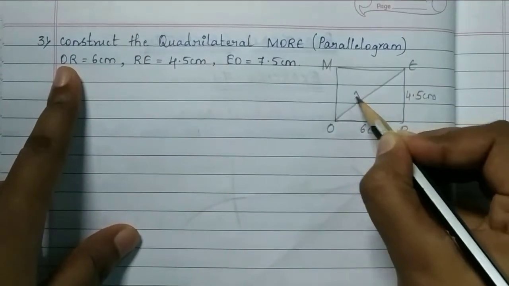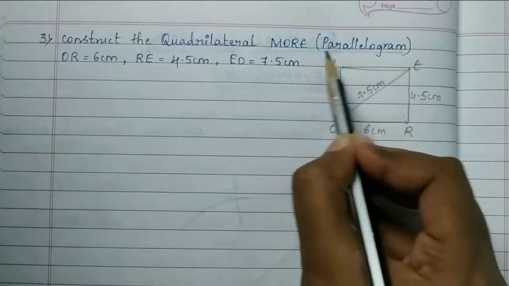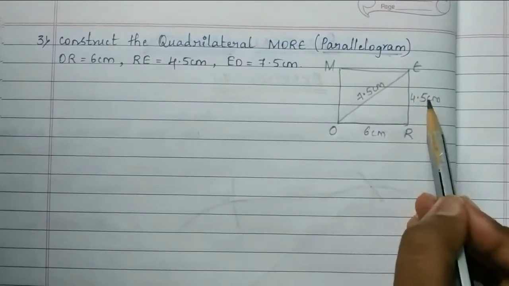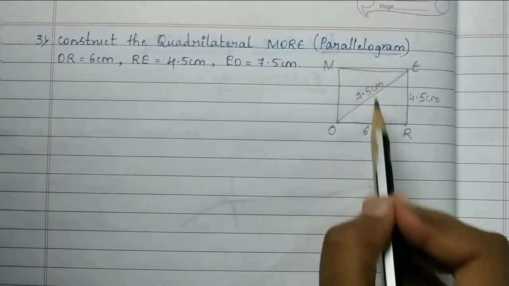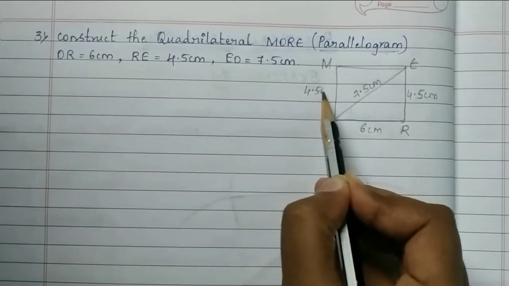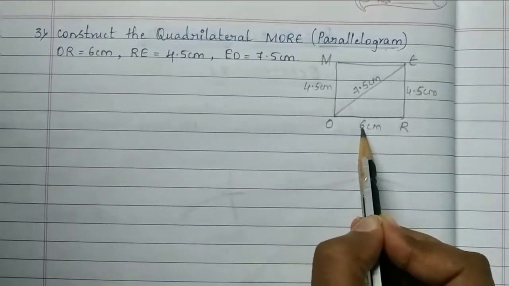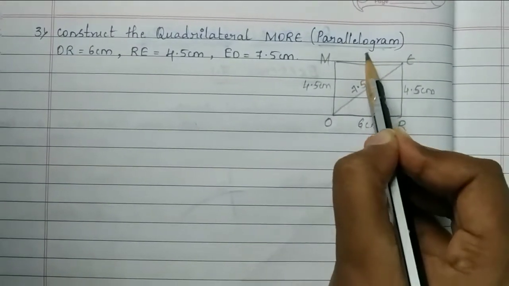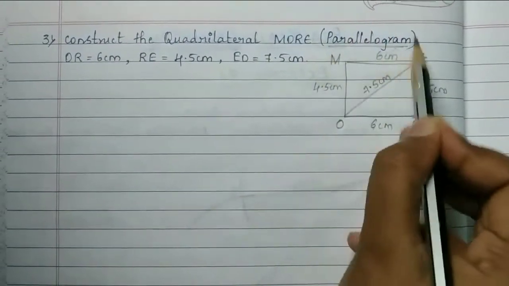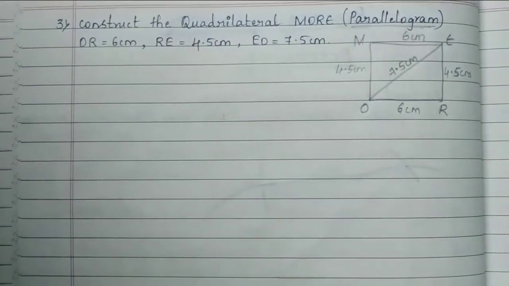Okay. So they have already mentioned here that it is a parallelogram. We should know that when it is a parallelogram, opposite sides will be equal. So here it must be 4.5 centimeter, as the opposite side is 4.5 centimeter. Similarly, as this is 6 centimeter, the opposite side here must be 6 centimeter. This is the condition in case of a parallelogram. Okay, so let us start our construction.